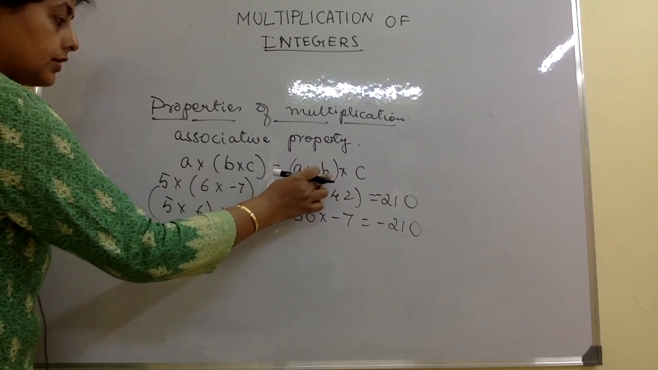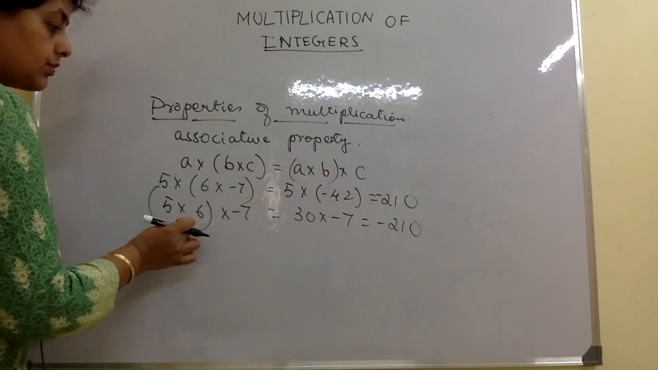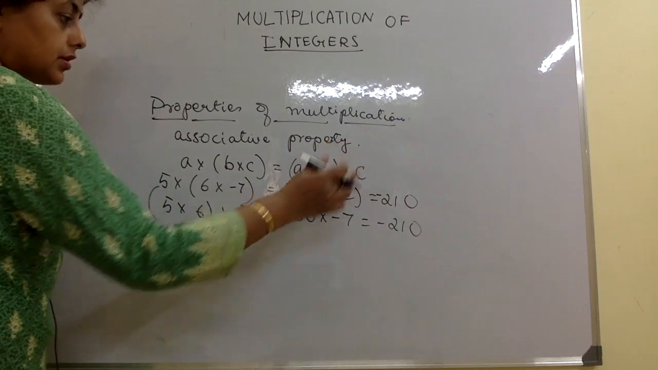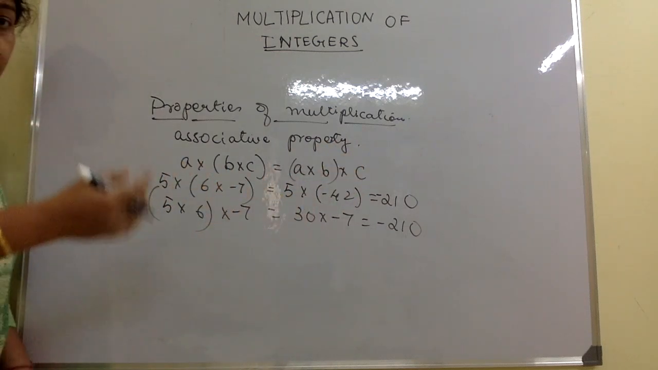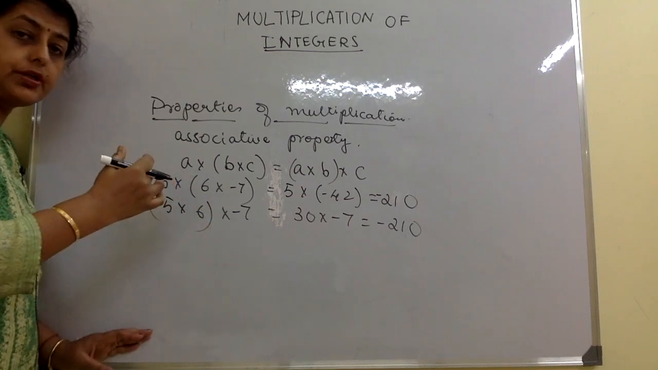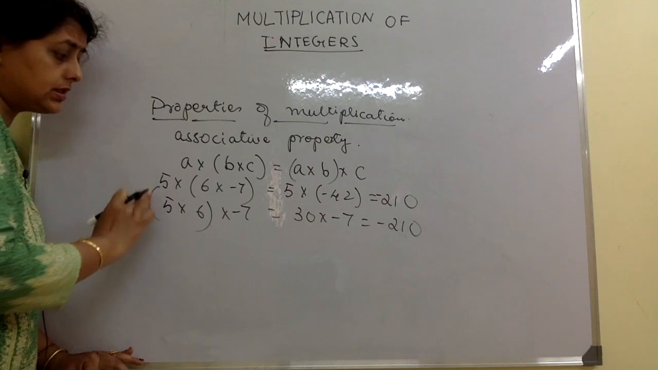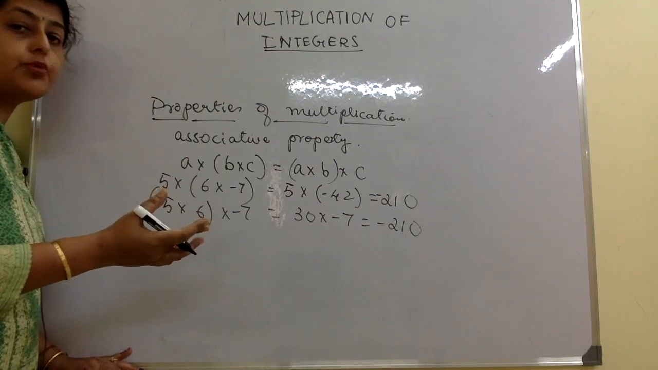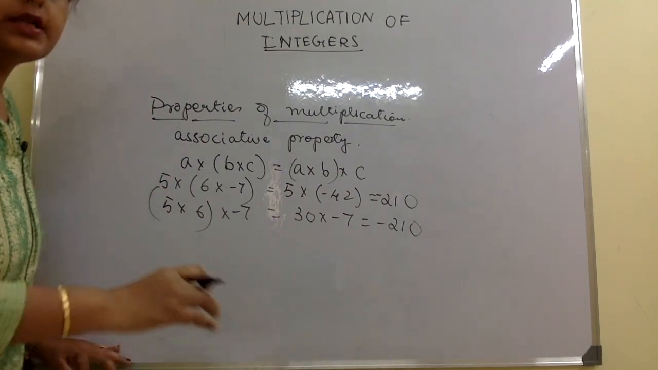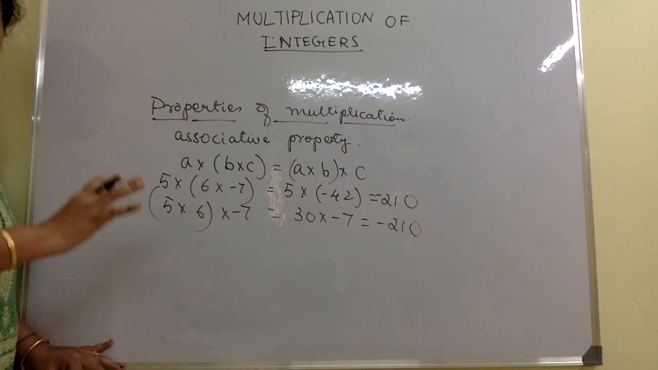Whereas here A into B is multiplied first, and with that product the third number is multiplied. So what you associate with what is important. But in both cases we are getting the same answer, which means this is equal to this. Therefore the associative property of multiplication is followed for integers.